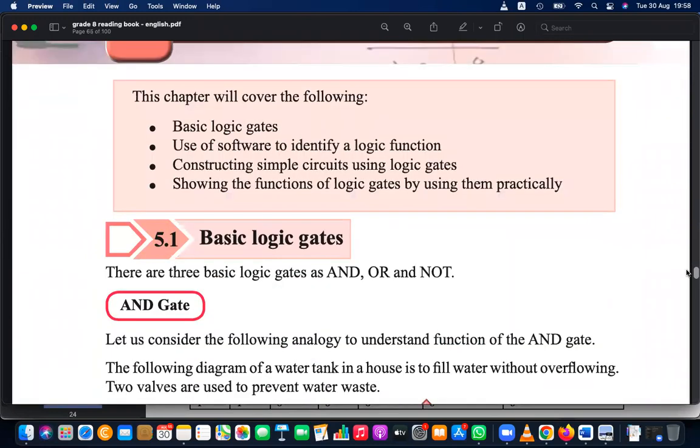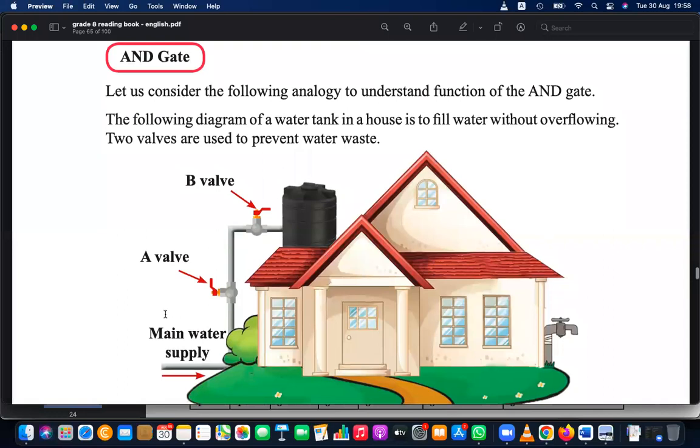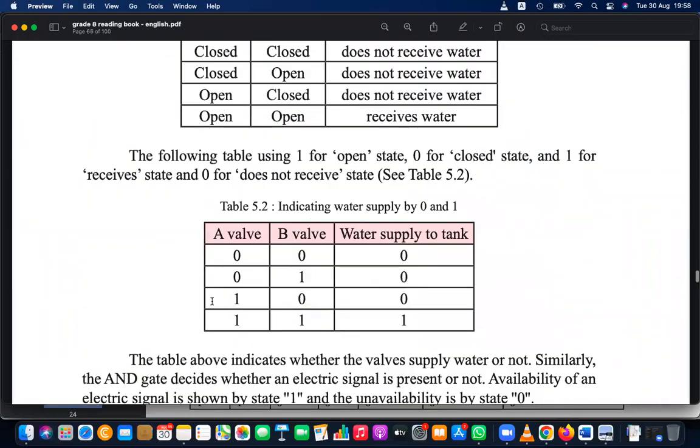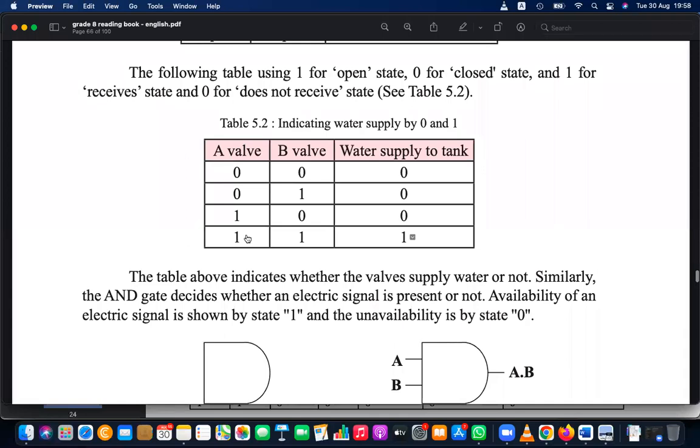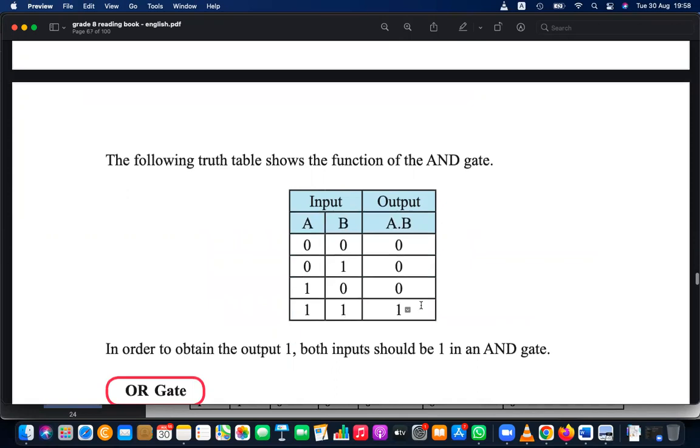Physical computing, okay. Basic logic gates, we have learned about the AND gate. The AND gate is like two valves in series. You need to open both valves. You need to get both ones to get one. Right, both ones will give one as the output. This is A and B.